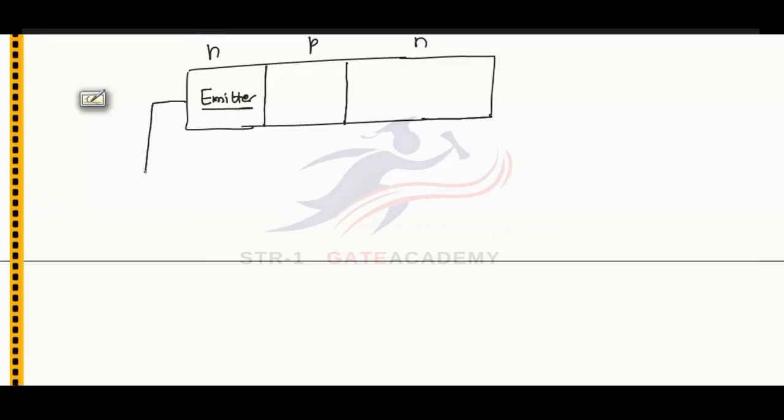Now we will discuss the basic operation of BJT and the doping and areas of the different layers in the BJT. Now we will consider the NPN transistor. In an NPN transistor, the emitter is N-type material, and the basic operation is that the base emitter junction will be forward biased and the collector base junction will be reverse biased.